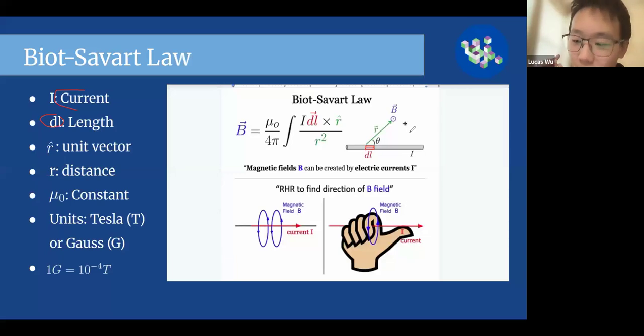So it'll be the magnitude of the current times the infinitesimal segment of length, and the vector of that infinitesimal length segment will be pointing in the same direction as the current. Then it would be the cross product with the unit vector from the point under investigation to the point of the wire, divided by the distance squared. It's sort of like kQ over r squared, but not really, because you'll find it's actually pretty different. Mu zero and 4 pi are just constants, so they're outside of the integral.